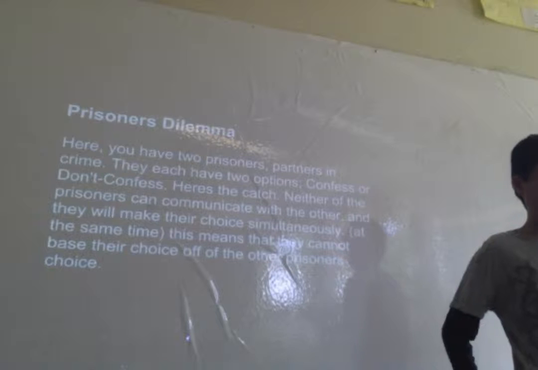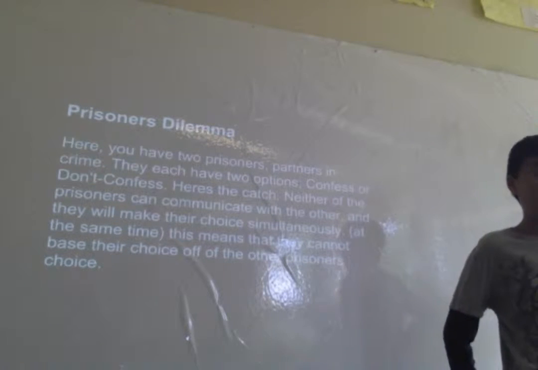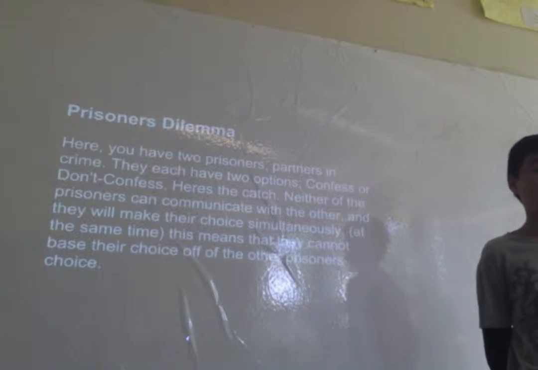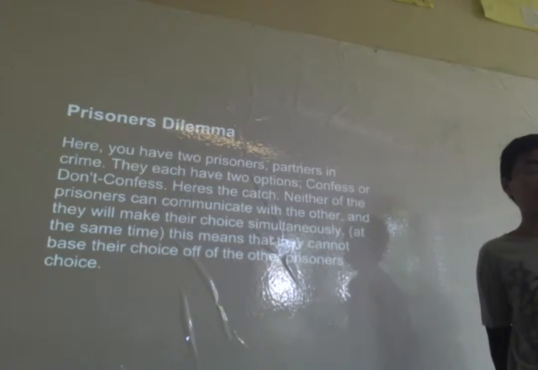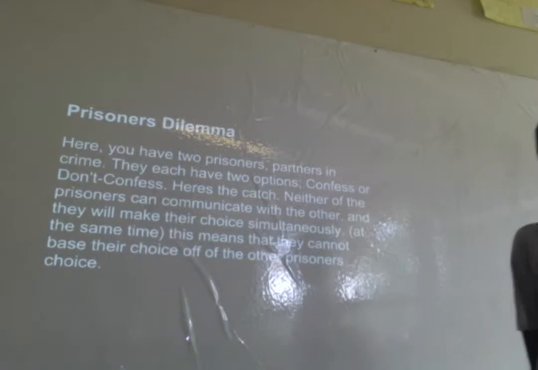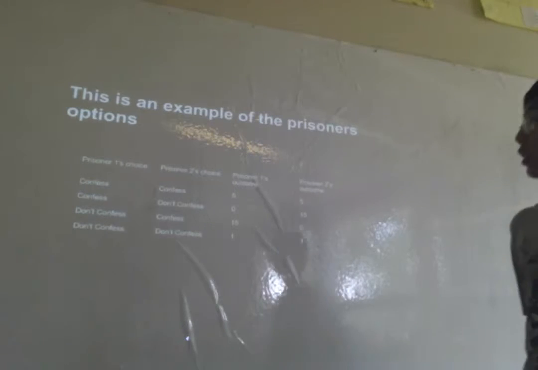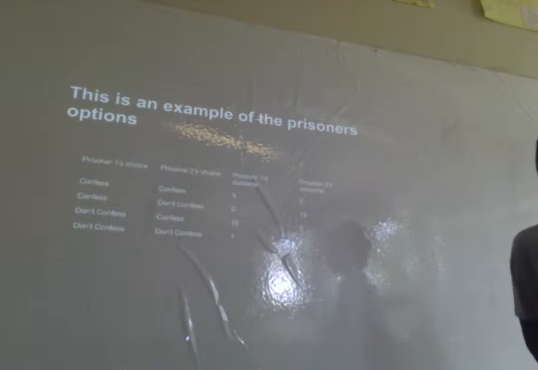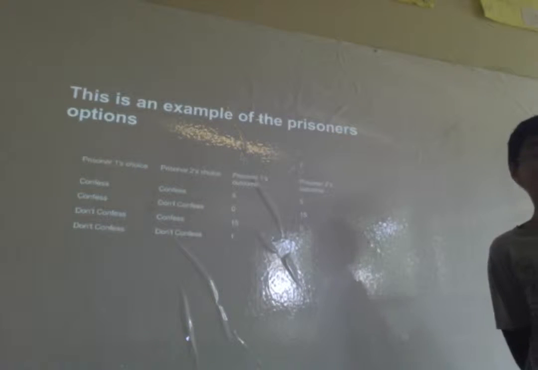Here you have two prisoners, partners in crime. They each have two options: confess or don't confess. Here's the catch. Neither of the prisoners can communicate with each other, and they will make their choice simultaneously, which means they cannot base their choice off the other prisoner's choice. If you look, we have a graph. You can see all the choices that prisoner 1 can do, and all the choices prisoner 2 can do, and the outcome they will have.